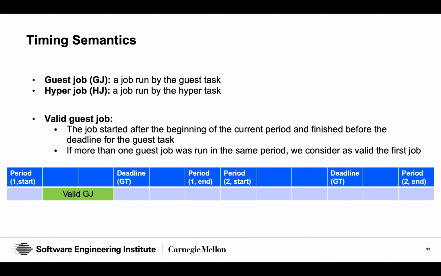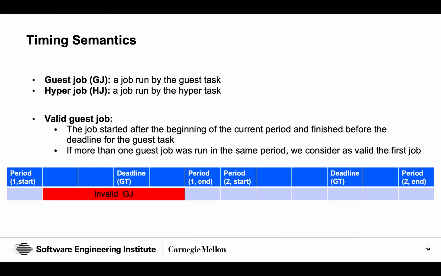Let's define what is a valid run of a guest task. We denote as guest job the job run by the guest task, and by hyper job the job run by the hypertask. A valid guest job is one such that the job starts after the beginning of the current period and finishes before the deadline of the guest task. Note that if more than one guest job was run in the same period, as a convention, we will consider as valid only the first one. In green, we highlight the valid guest job since it starts after the beginning of the period and finishes before the guest task deadline.